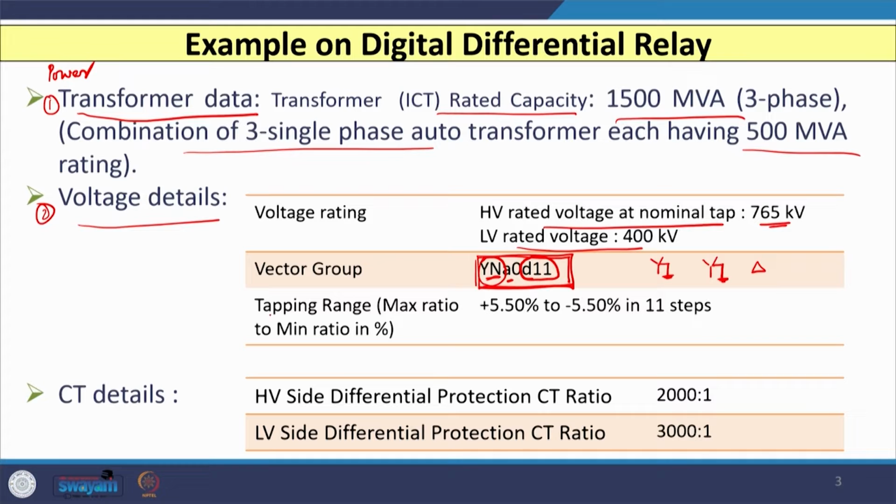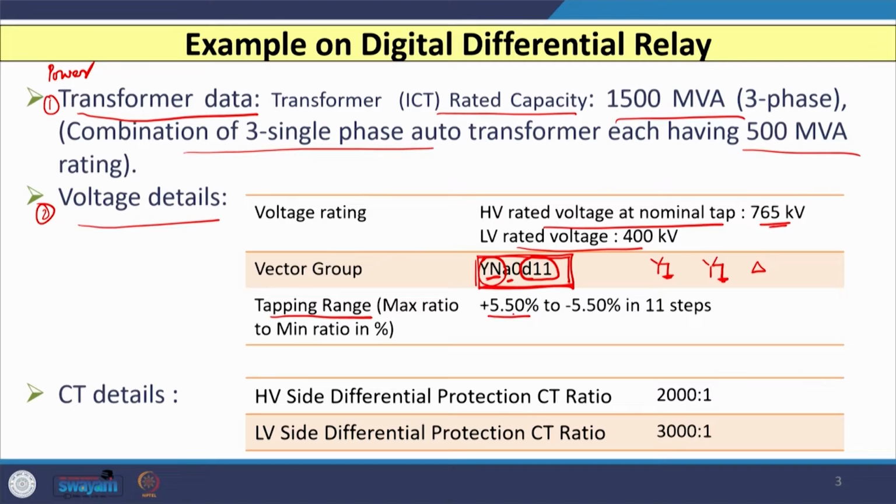Next is the tapping range. Normally tappings are provided on HV side, because we know that the magnitude of current is lower compared to the LV side, and so when we change the tap, the arcing can be easily avoided. That is why tappings are provided on HV side. So, in this case the highest tap is plus 5.5% and the lowest tap is minus 5.5%. So, the tappings will vary from plus or minus 5.5% and the total taps available are 11.